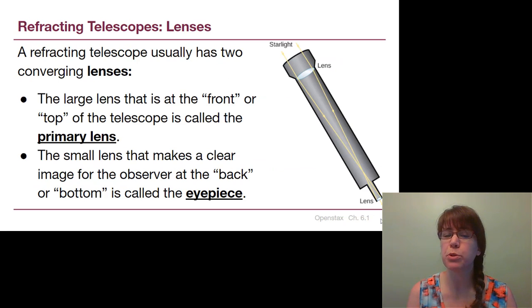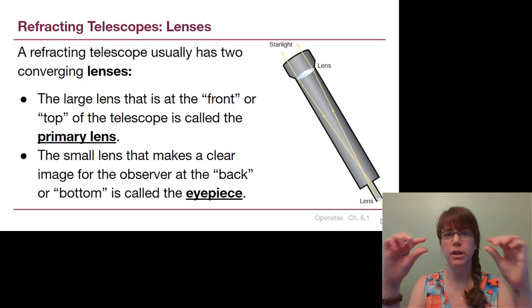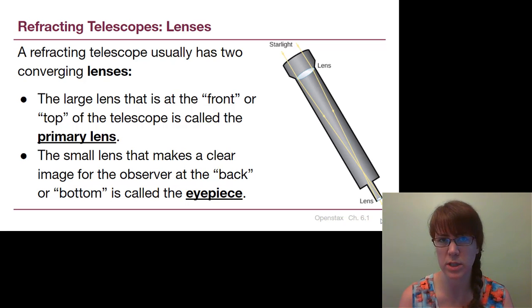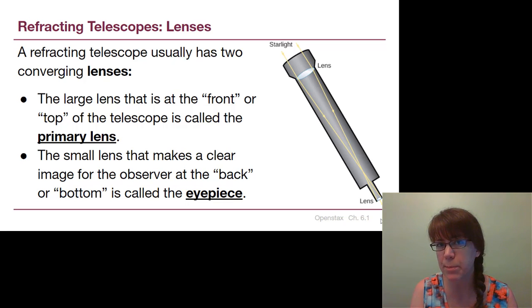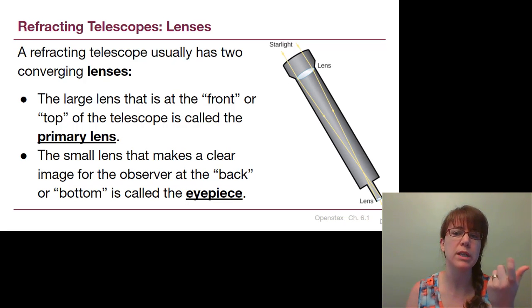Now, a refracting telescope usually has two lenses. The word converging means that they are kind of bigger in the middle and taper out to the sides. We don't need to know that term, but the thing that makes it a refracting telescope is the big lens at the front or the top of the telescope. Because the smaller piece that we might use to look through the telescope, that could be used on any type of telescope. That's called the eyepiece, and it's the primary lens, the bigger one at the front, that causes it to be called a refracting telescope.